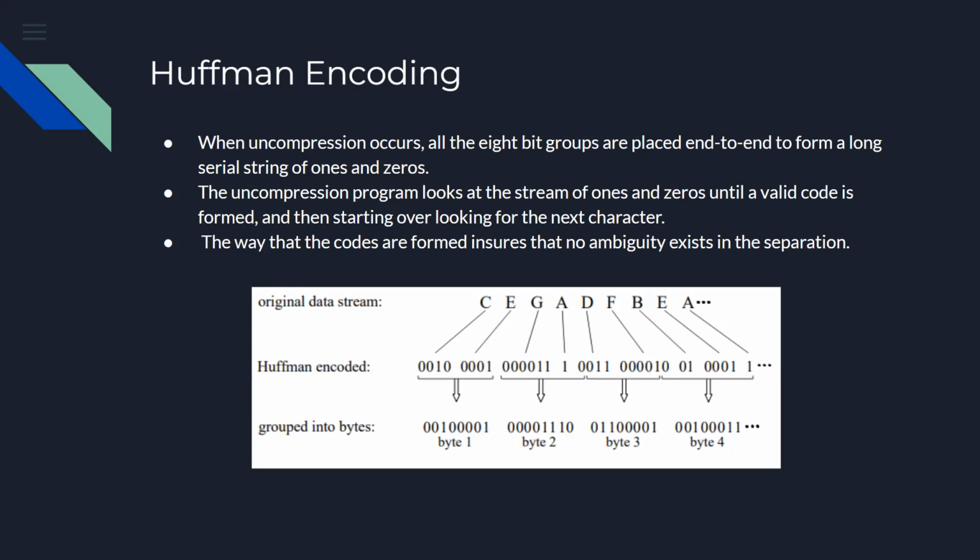So as we can see in the stream, we have encoded C, E, G, A, D, F, B, E, A, and you can see the Huffman encoded stream, which is 0010, 000, and so on. So this stream will be grouped into 8 bits. So you can see there are 4 bytes of total stream. And now we'll go on processing the stream.